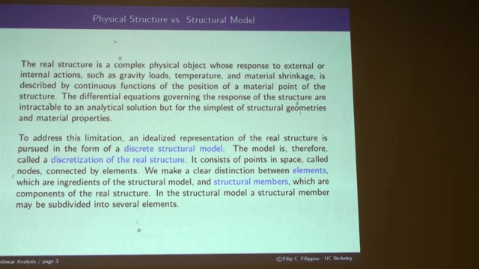For my presentations, I'd like to be sure that we understand that I make a clear distinction between elements, which are ingredients of the structural model, so they are components of the discrete structural model, and structural members, which of course are the components of the actual physical structure. So if I say that I will subdivide a column into 4 elements, I hope you understand what I mean. Everybody's kind of clear on that.